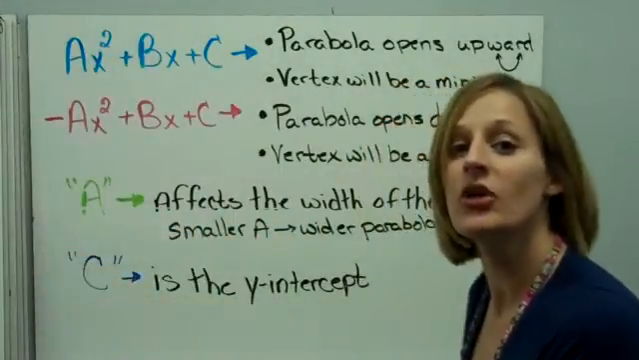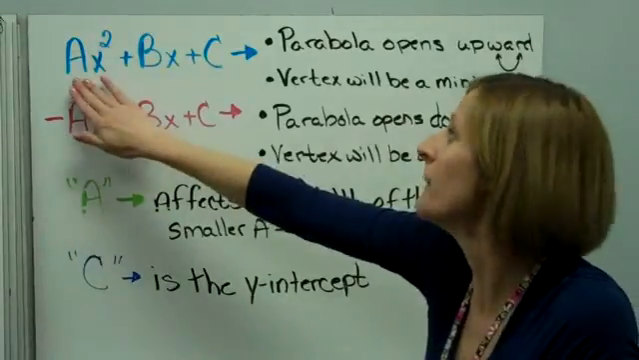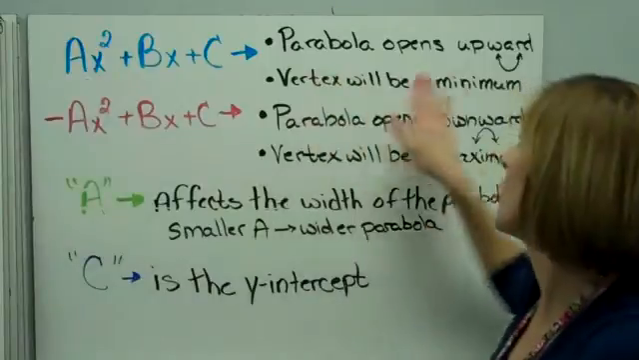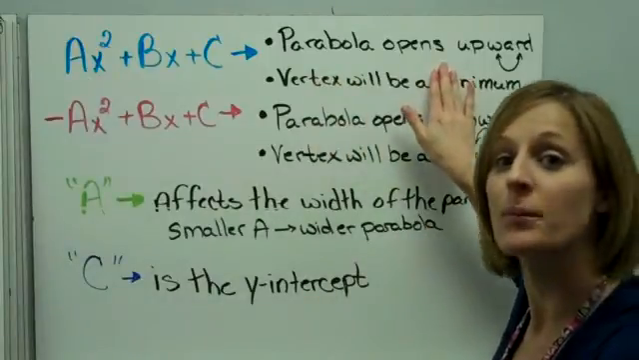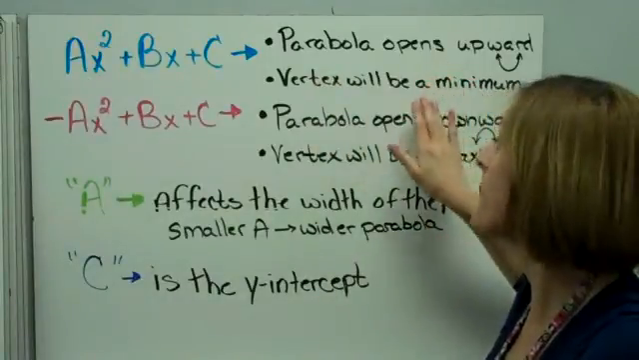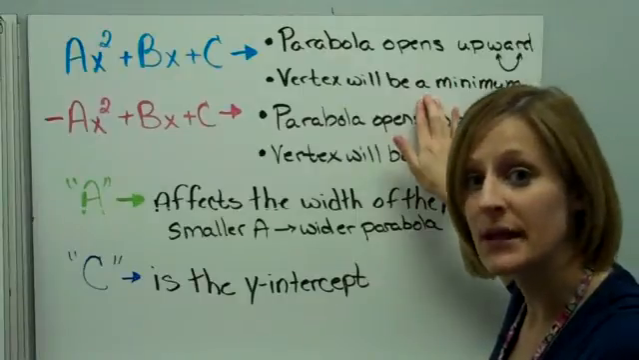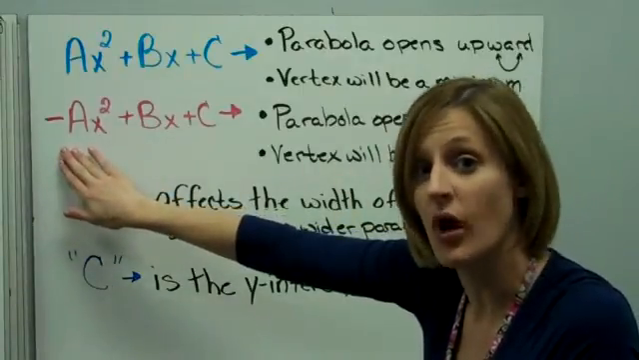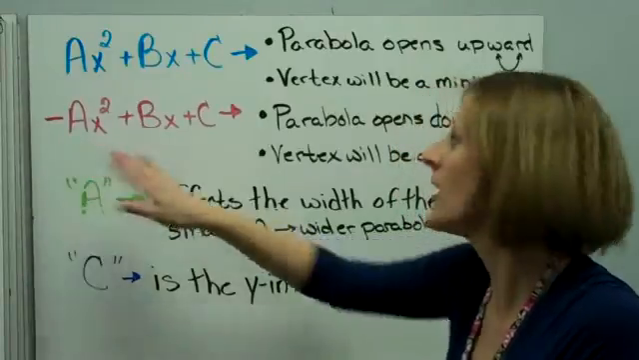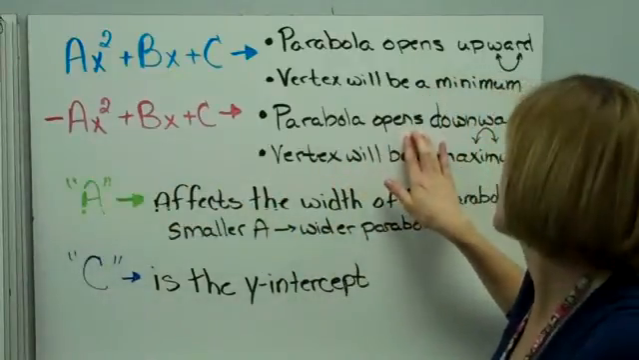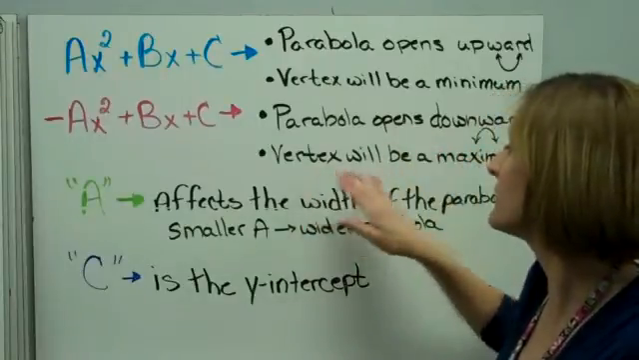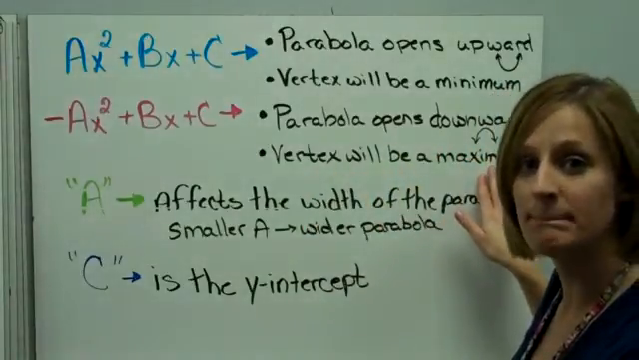Now, some helpful hints. Remember, when my A is greater than 0, I'm going to have a parabola that opens upward, and my vertex is going to be a minimum. When I have an A that is less than 0, a negative A value, then my parabola is going to open downward, upside down U, and my vertex will be a maximum.